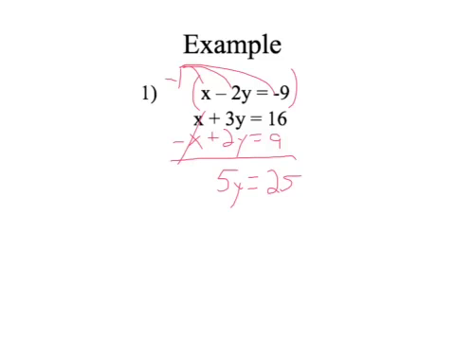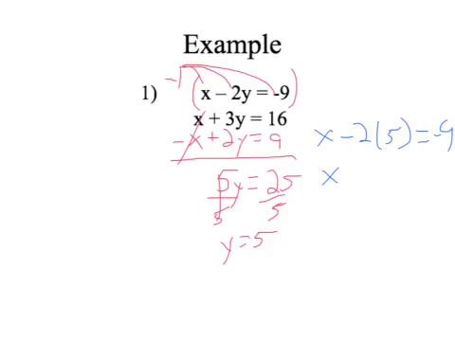Now I want to solve for y, so divide both sides by 5. 5's cancel, y would equal 5. Right, so now I know what y is. I can take that value, plug it back into either one of these original equations, doesn't matter which one, and I want to solve for x. So I'm going to plug it into my top equation, but instead of writing y, I'm going to write 5, substitute like we did with the substitution property.